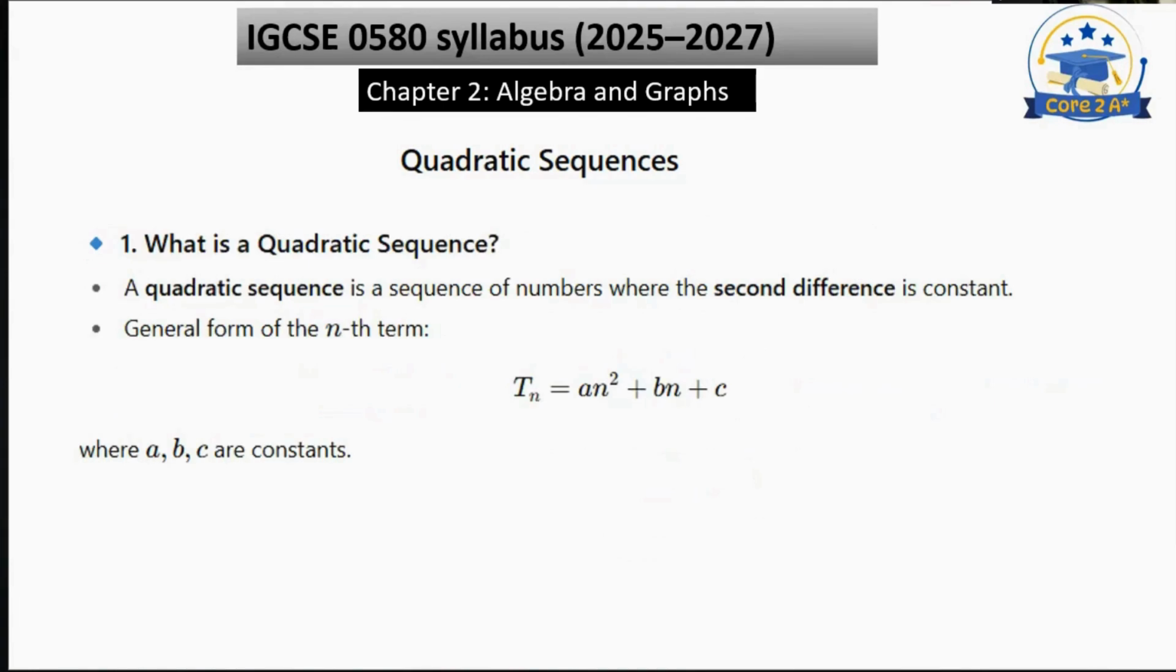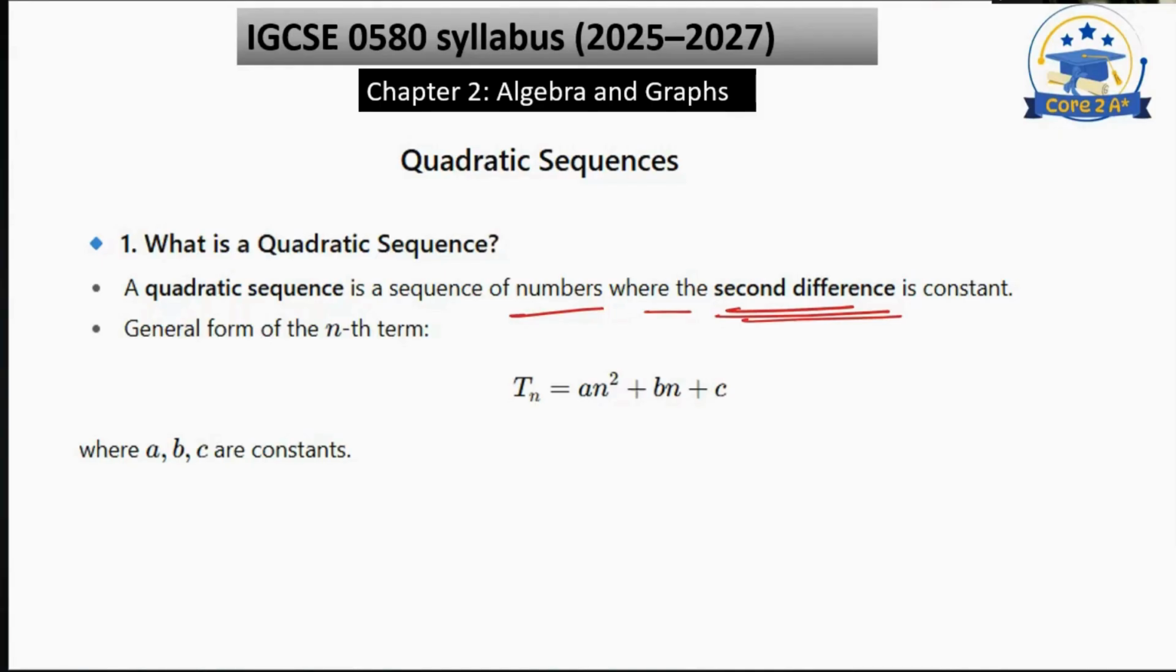So first of all, what is a quadratic sequence? A quadratic sequence is a sequence of numbers where the second difference, not the first, the second difference, is constant. So what does it mean, the second difference? Let me tell you.